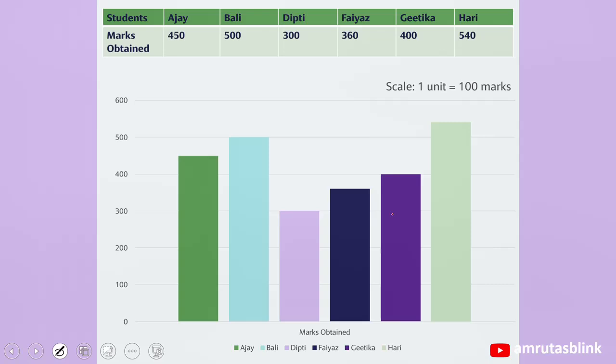Now here on the x-axis we will place the names of the students and on the y-axis we will place their marks. Now if you observe the data, the scale we need to take is 1 unit equal to 100 marks. So we'll put the entries. First for Ajay it is 450, for Bali 500, for Deepti 300, for Fayaz 360, for Gitika 400 and for Hari 540. Here you can also take the scale of 1 unit equal to 50 marks, but in that case your graph will be a bit longer.